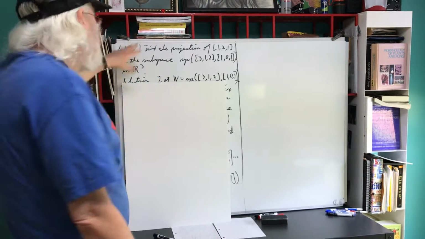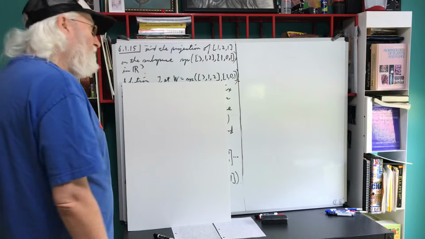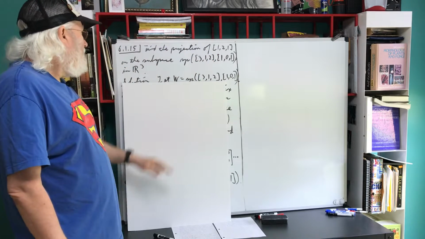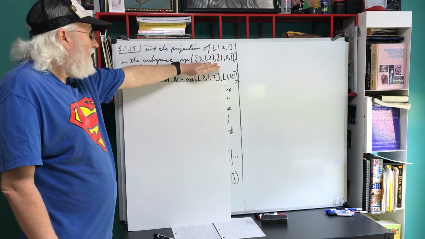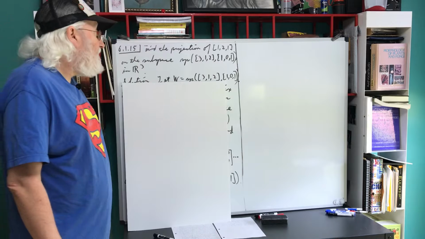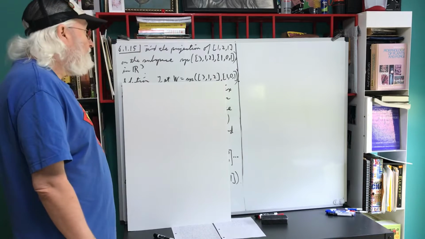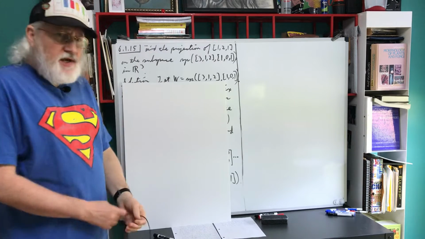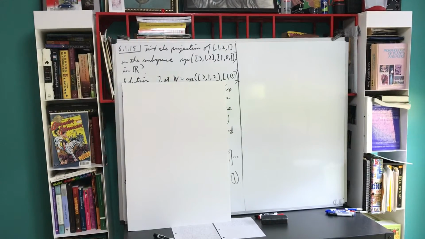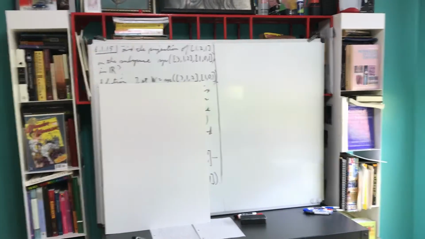Okay, let's do another example from section 6.1, number 15. Find the projection of the vector 1, 2, 1 on the subspace, the span of these two vectors. This is happening in R3 because those vectors have three components. The way we dealt with this was to find a basis for the perp space to that given space.